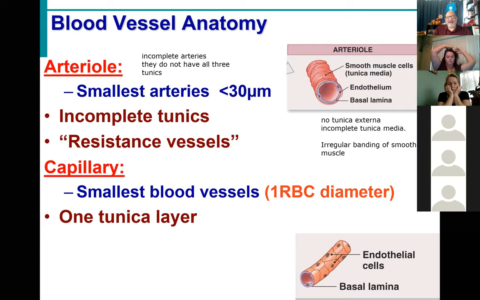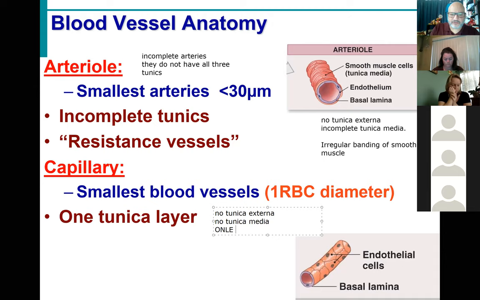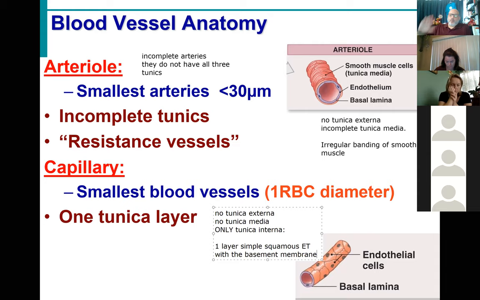Another big difference about the capillary is that they are comprised of just one layer of tissues. One tunic. As you look at the illustration, you see there is no, where to go? There is no tunic externa. There is no tunica media. Only the tunica interna, and essentially what we have is one layer of simple squamous epithelial tissues with the basement membrane. That's it. That's all a capillary is. One single layer of simple squamous epithelial tissue with a connected basement membrane or basal lamina holding it in place.